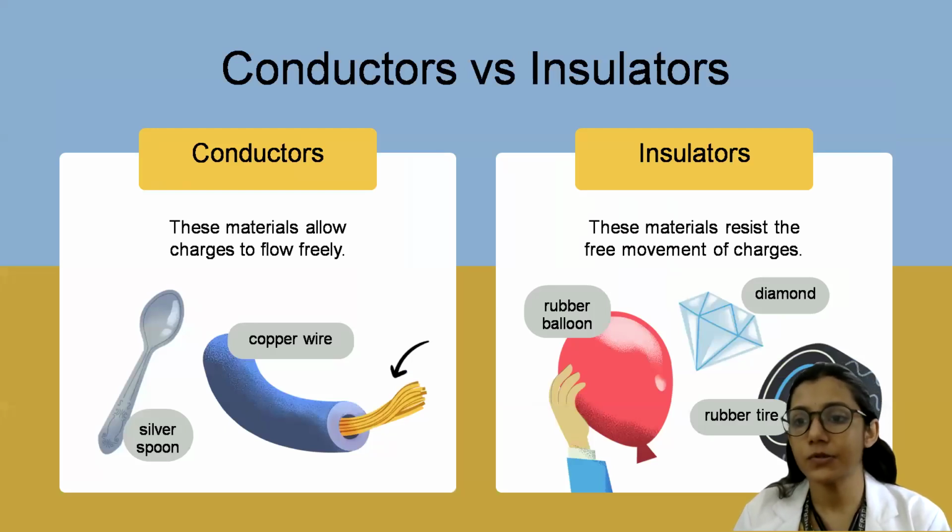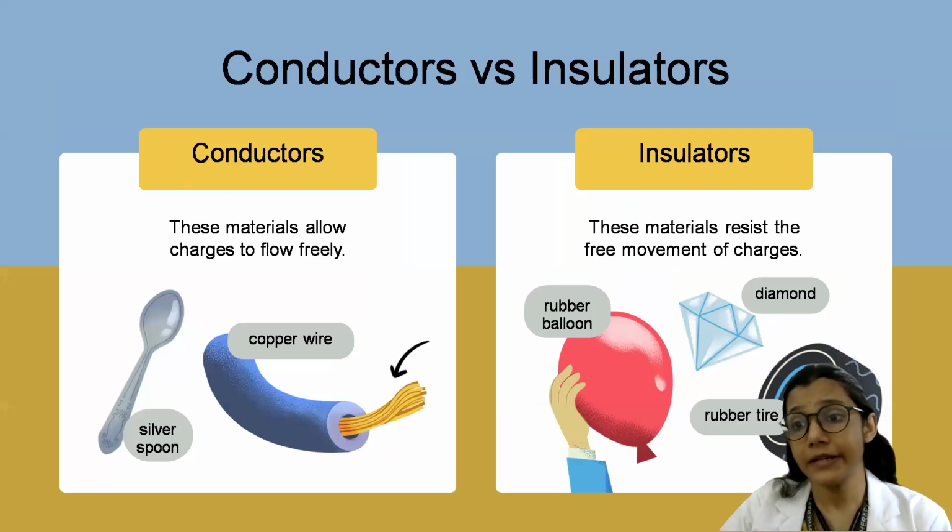Then we can talk about silver spoons. Then we can talk about metals. So metals are good conductors. Insulators: a comb is an insulator, wood is an insulator, rubber is an insulator. So all these are insulators.